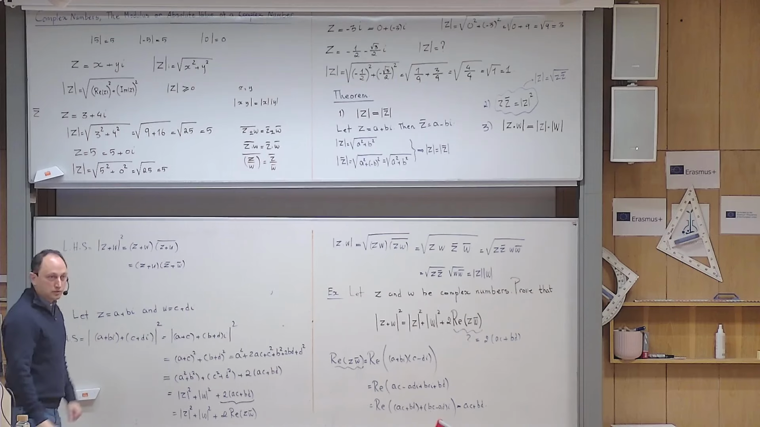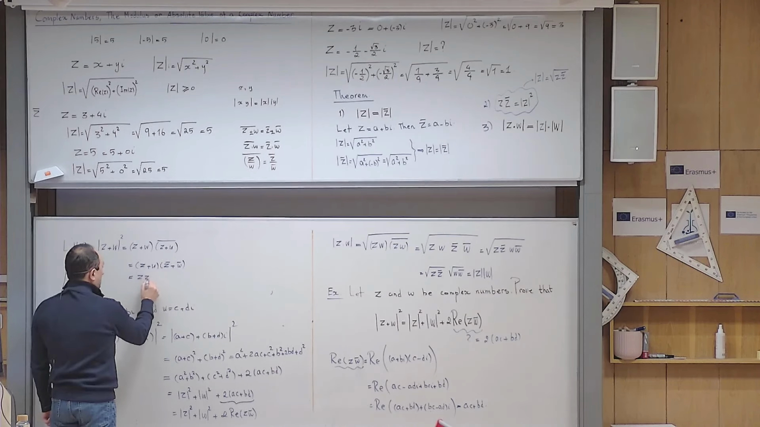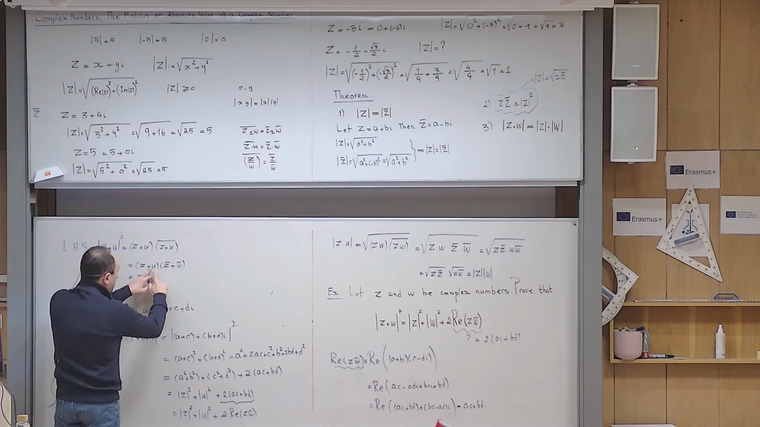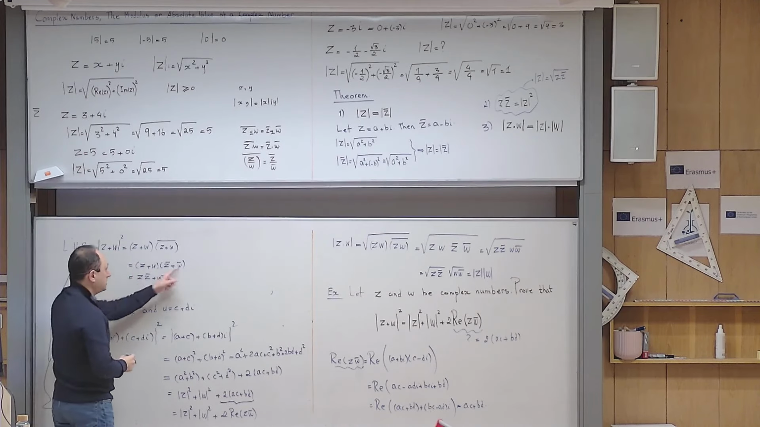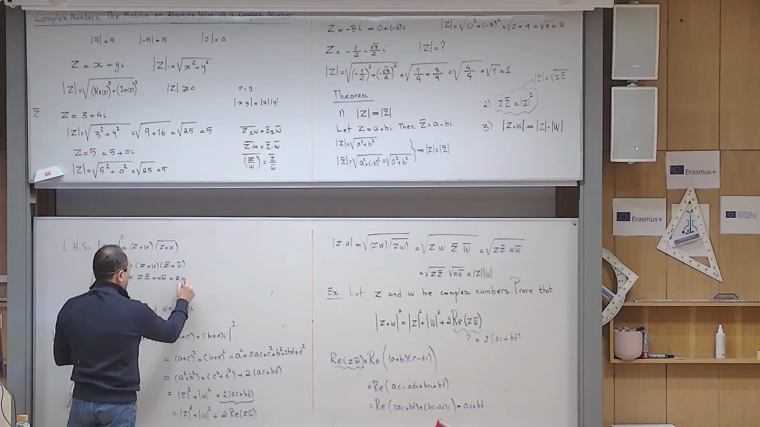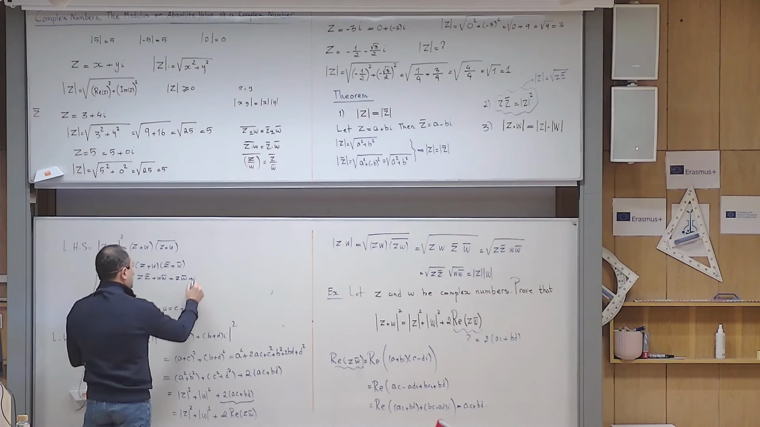And then what can I do? I can start multiplying. So Z times Z bar. If you don't mind, let me write W W bar first. And then there are 2 more terms. What are they? One of them is Z W bar. The other one is Z bar W.